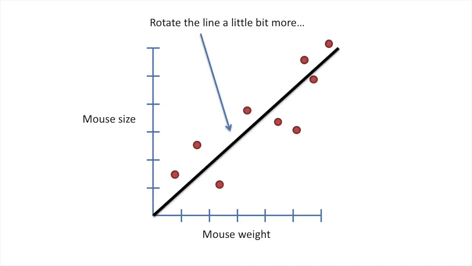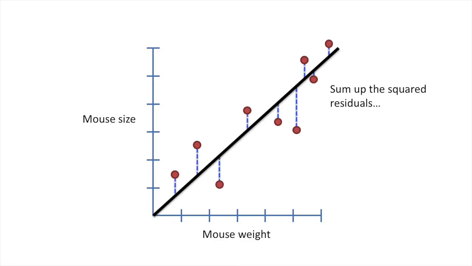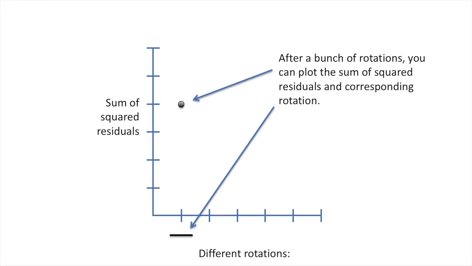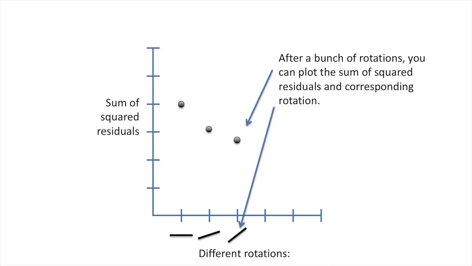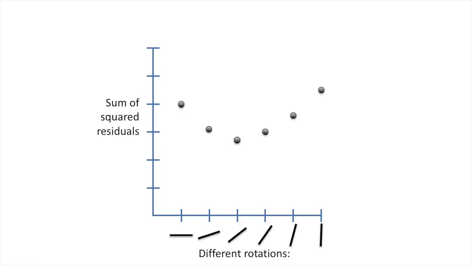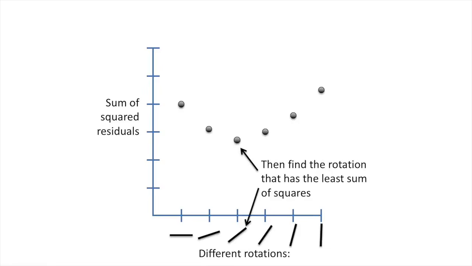Now rotate the line a little bit more. Sum up the squared residuals, etc. We rotate and then sum up the squared residuals. Just keep doing that. After a bunch of rotations, you can plot the sum of squared residuals and corresponding rotation. So in this graph, we have the sum of squared residuals on the y-axis and the different rotations on the x-axis. Lastly, you find the rotation that has the least sum of squares.